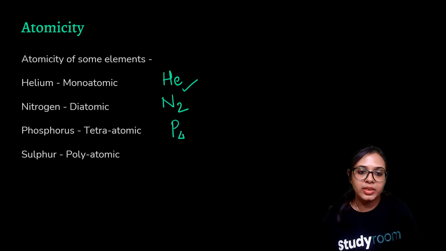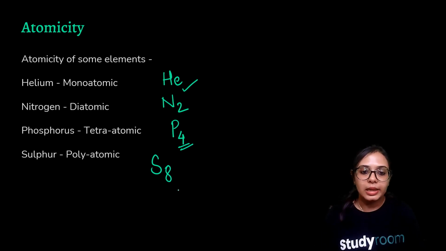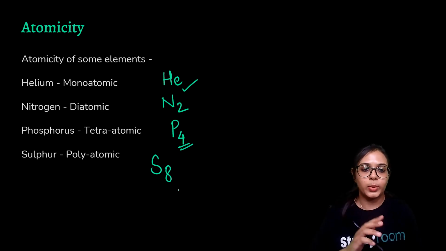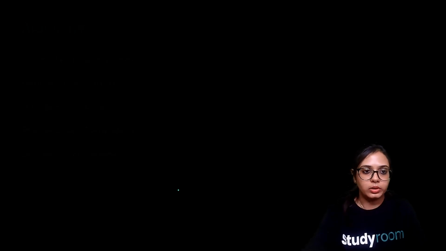Phosphorus is tetraatomic, that is, four atoms are coming together. And sulfur, like in the previous slide we saw, is a polyatomic molecule. Eight atoms of sulfur are coming together to form one molecule.